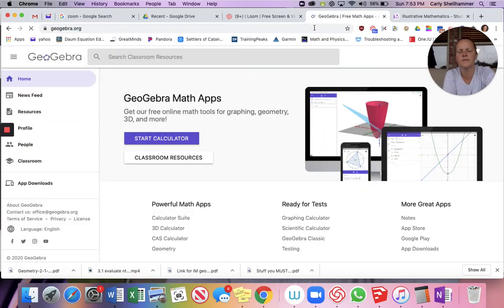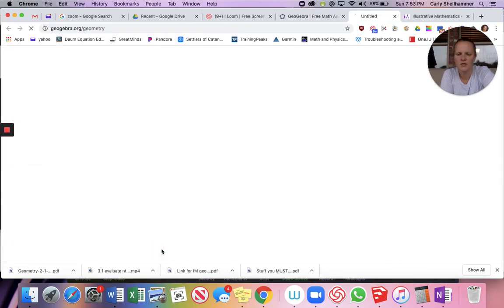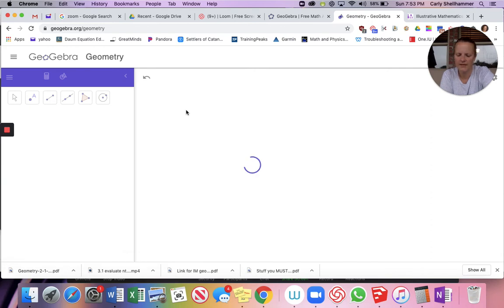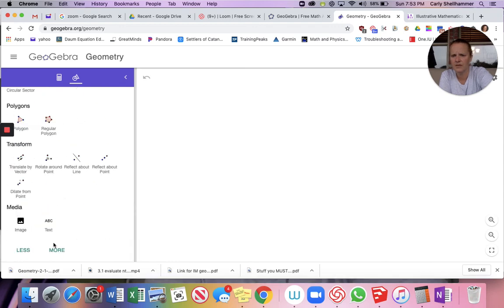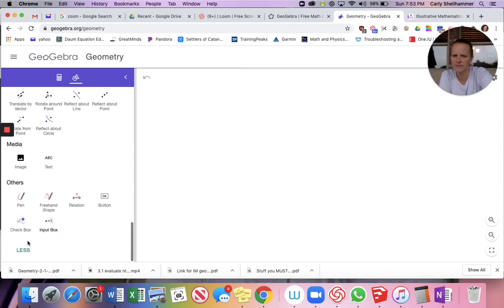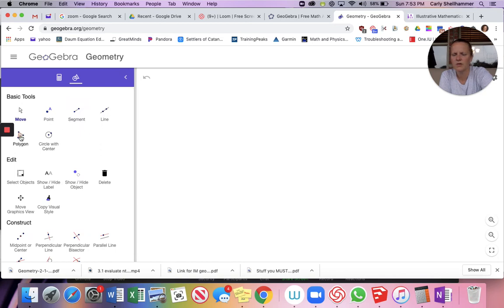GeoGebra, geometry. All right, step 1 says draw a triangle. Let me get more. I always need all of the things. All right, so we're going to draw a triangle.